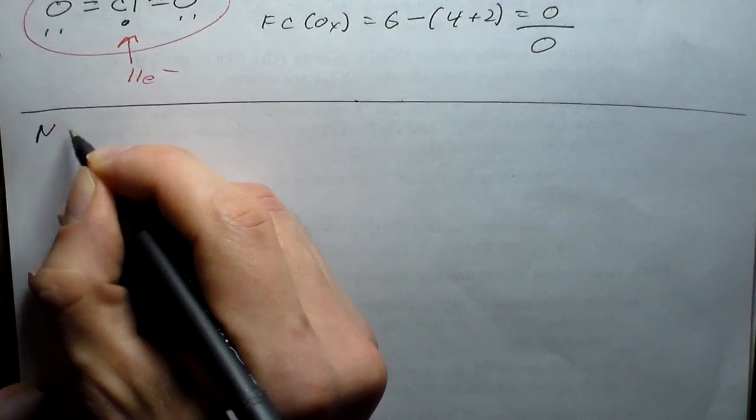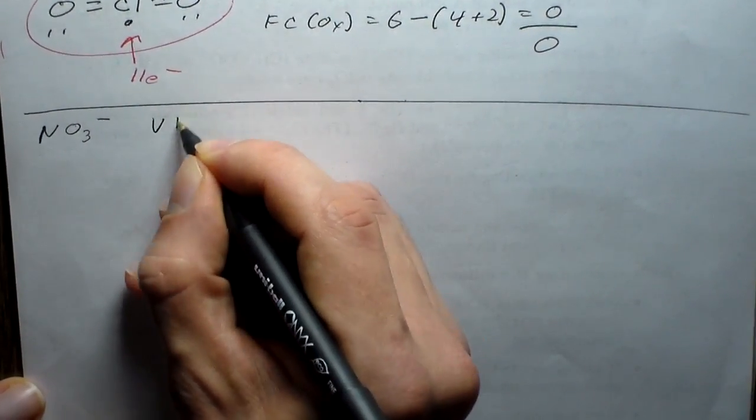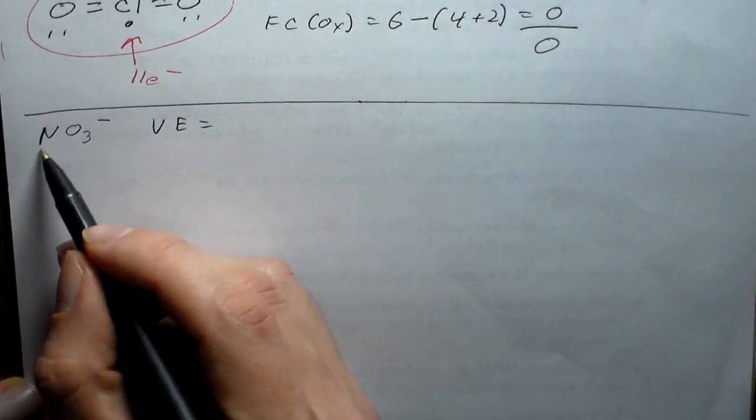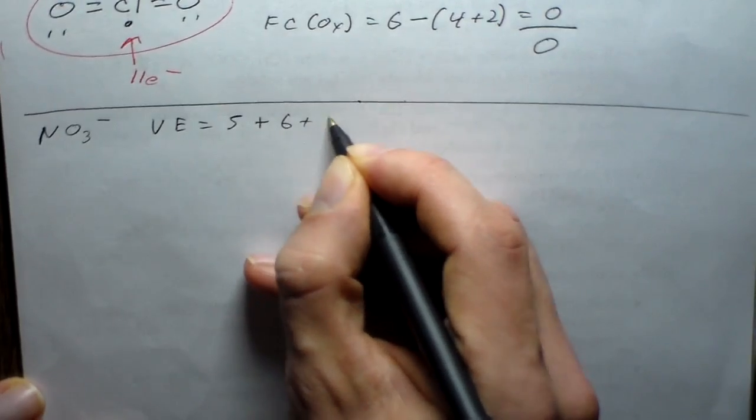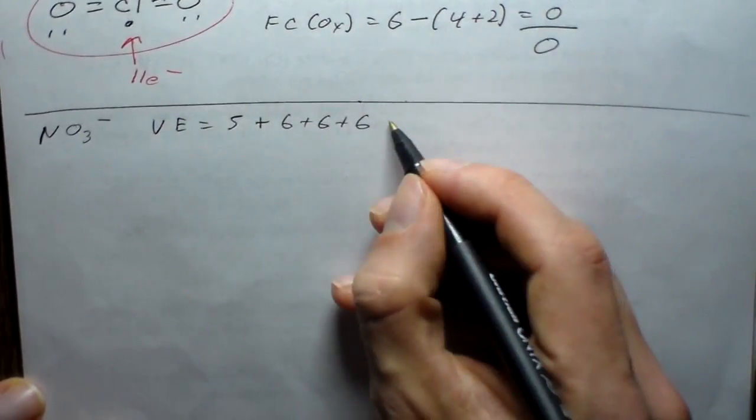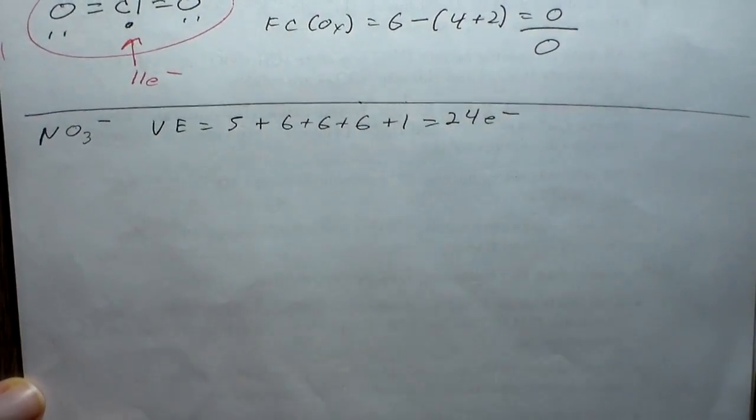So here we have nitrate. Everyone should be knowing our nitrate anion now. My valence electrons: we have 5 for the nitrogen, plus 6, plus 6, plus 6 for the oxygens, plus 1 more because I have a -1 charge. So that's going to be a total of 24 valence electrons.